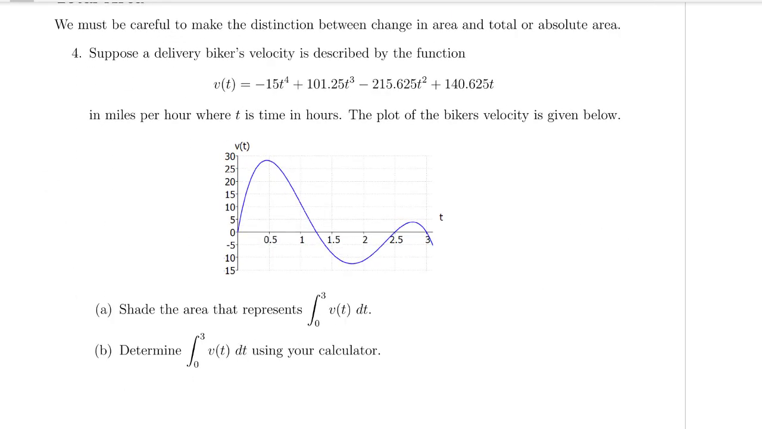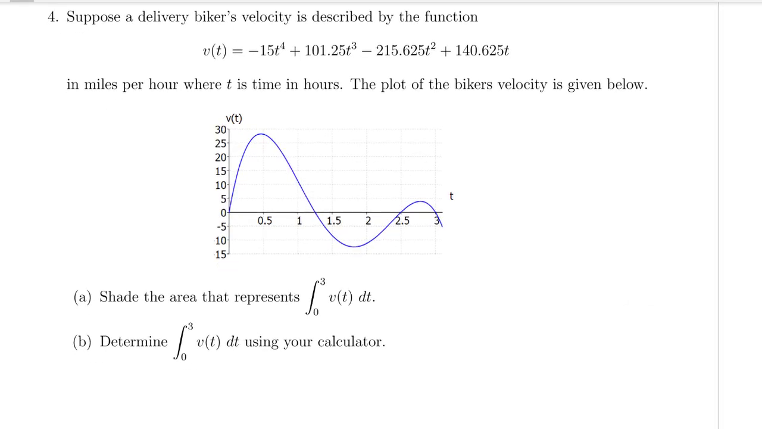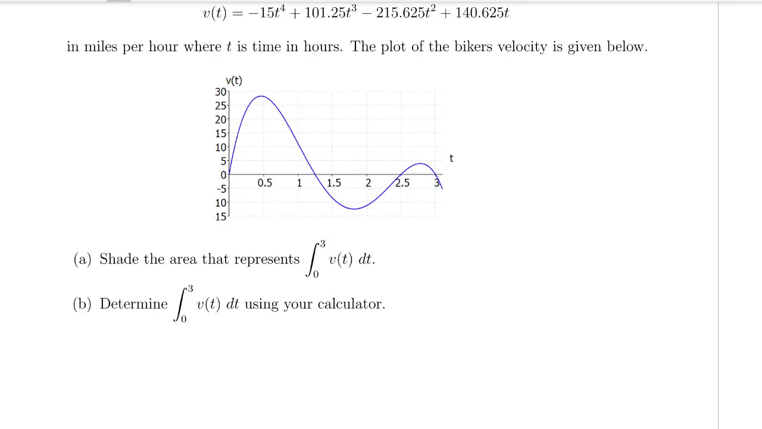Now let's look at the distinction between change in area, which is what the definite integral always gives us, versus total or absolute area. So here we have this velocity function for a biker's velocity where t is time in hours. So you can imagine it's some delivery biker going back and forth up and down a straight road, maybe north and south. So the first question just wants us to shade that area corresponding to the definite integral from 0 to 3. So that would be this area that's under the curve.